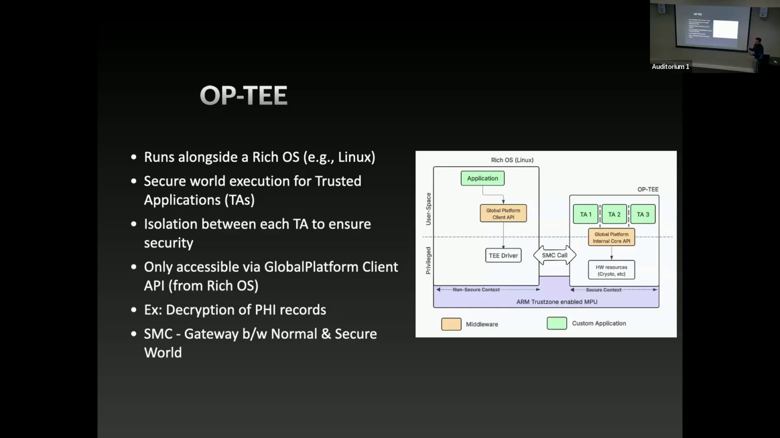Trusted applications are isolated from each other. So even if they want to talk to each other, they need to go via function calls. So SMC here again acts as a gateway, and that's how it works.